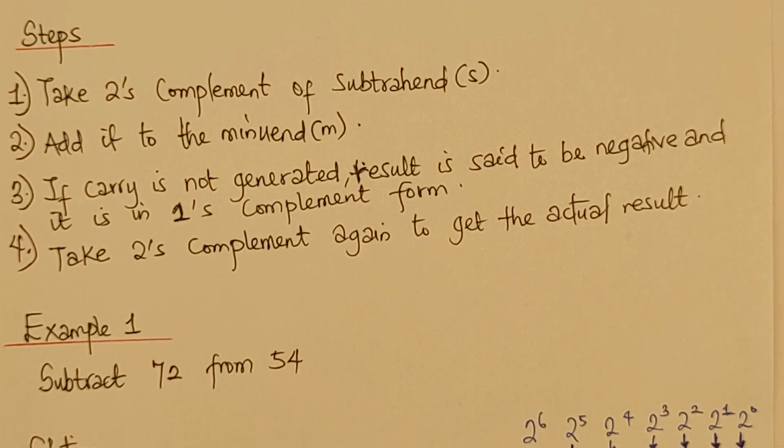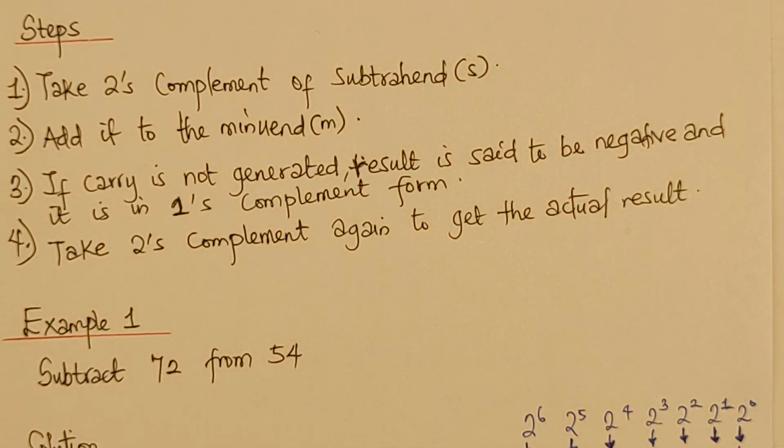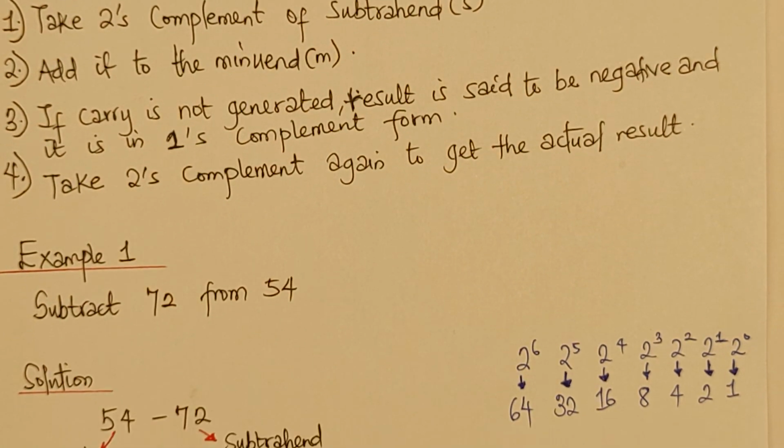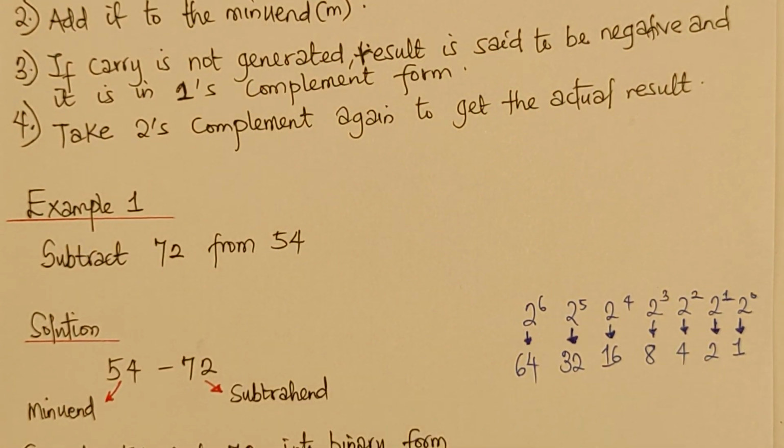So stay tuned. Now we are asked to subtract 72 from 54. So basically, that's to say 54 minus 72. Now 54 is said to be the minuend and 72 is the subtrahend. The next thing to consider is we have to convert this to binary form. How do we do that? I have a trick for that, which is fast and easy to understand and to apply during your exam.